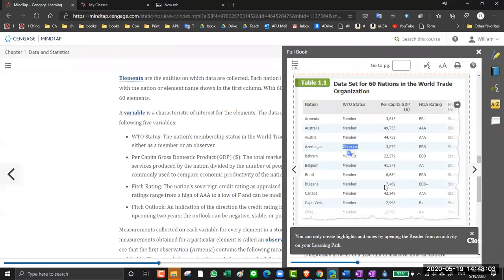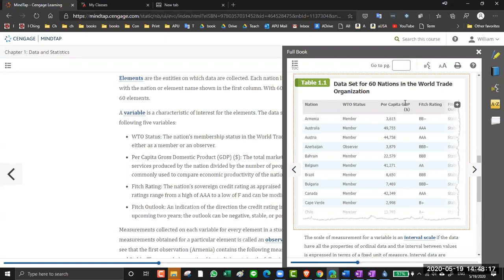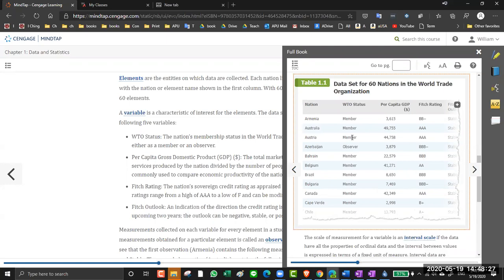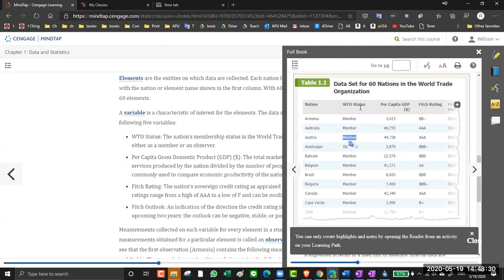So measurement doesn't just have to be a number in this case. We're not using it that way. So we can say we'll measure Australia's GDP or per capita GDP. We'll measure Austria's GDP. We also use the same word. We'll measure Austria's WTO status. We'll measure Bulgaria's Fitch rating. Does everyone understand the word measure?